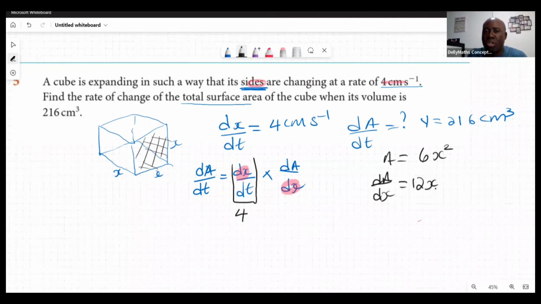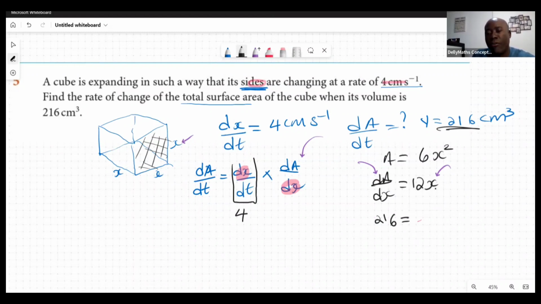dA/dx is 12x. So now I'm able to find the plug for this, because I am now finding dA/dx to go there. But at the same time, x is going to be in my expression. x refers to the length of the sides. But remember though, I could now find what the length of the side is, because we are supposed to be doing this when the volume is at 216. Now let us put this in calculation. 216 should equal the volume.